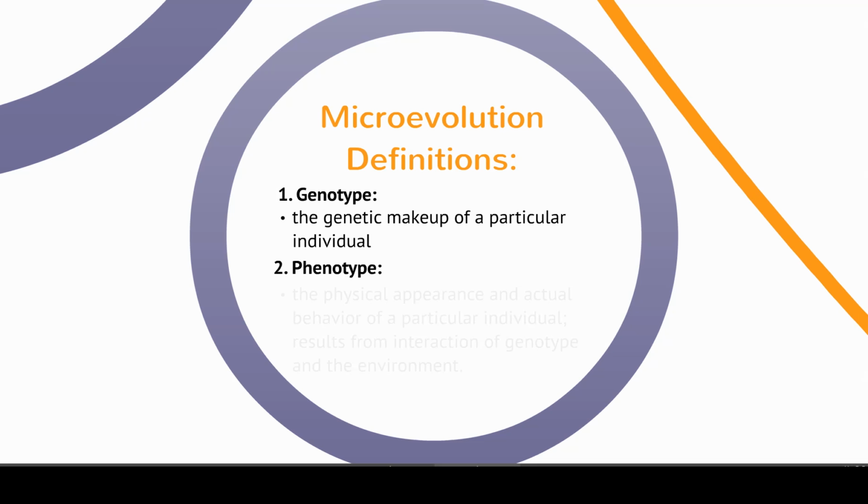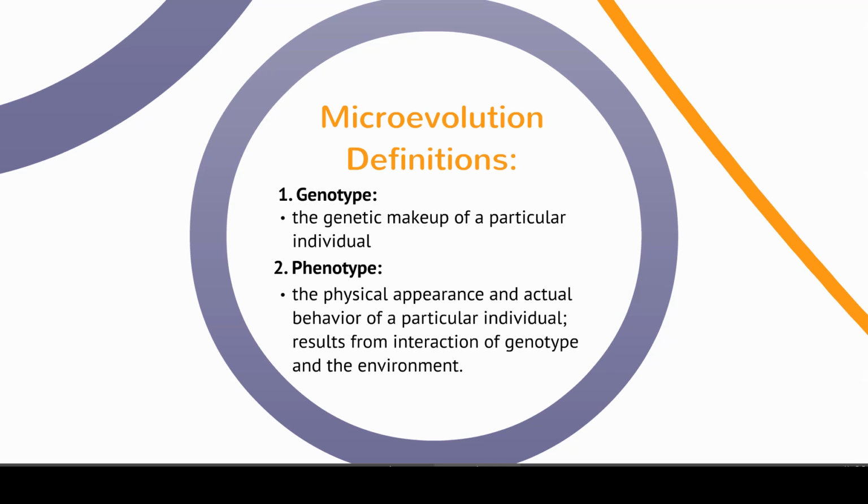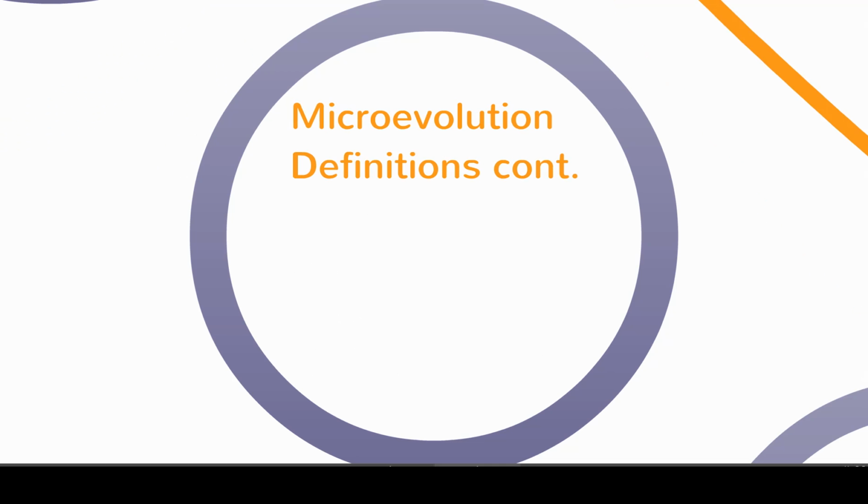The phenotype is the physical appearance and actual behavior of a particular individual, and this results from the interaction of the genotype and the environment. So, for example, I have red hair. That is a phenotype. That's what I physically look like. That red hair is the result of my genotype interacting with the environment. I have the genetics for red hair, but my hair is darker in the winter, lighter in the summertime, and that's the environmental component.